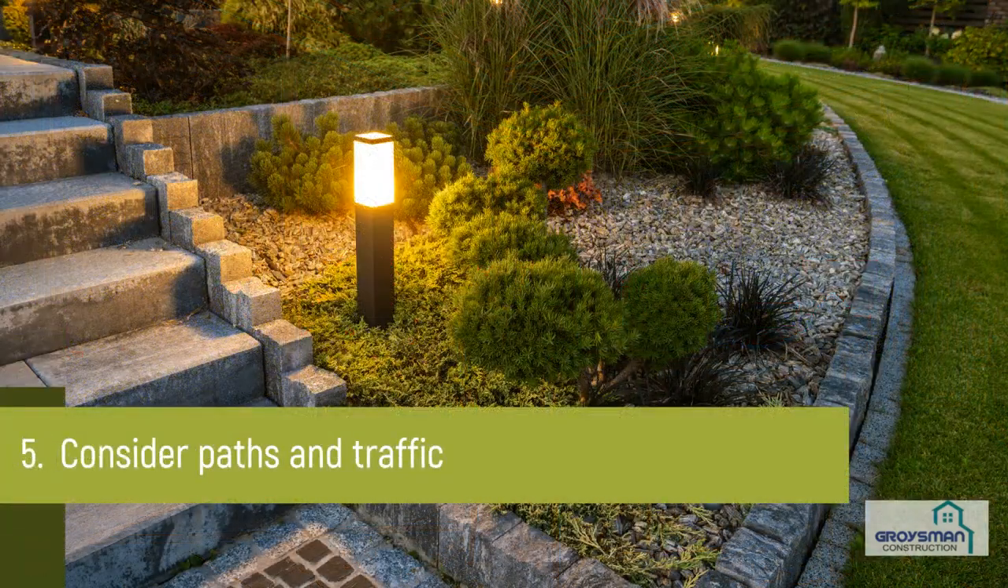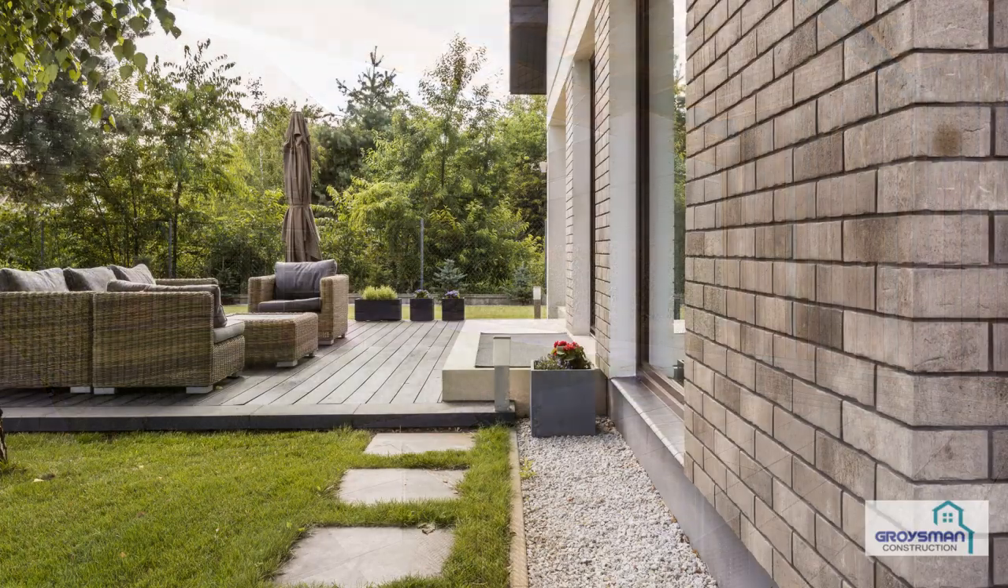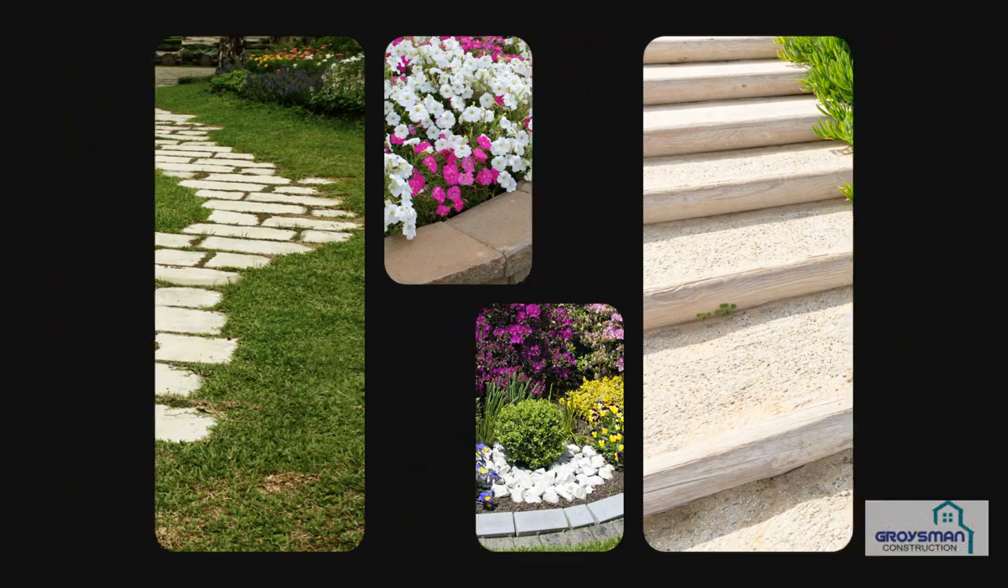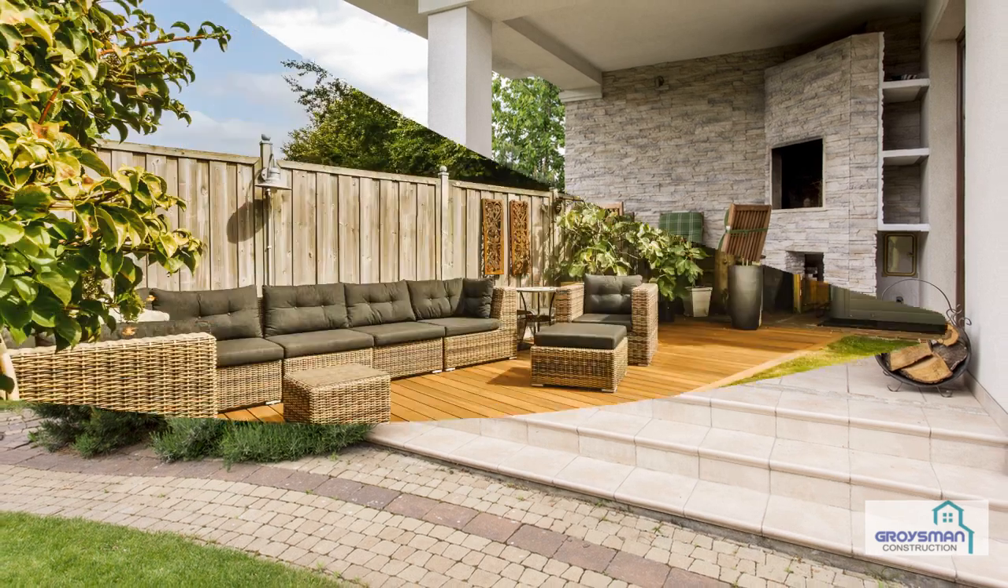Consider paths and traffic. Regardless of the size of your yard, your outside living spaces will be more convenient if you build paths or organize traffic. You can do this in a variety of ways, including laying formal walkways, making shifts in hardscape materials, or planting bushes or trees to build up corners and fringes.